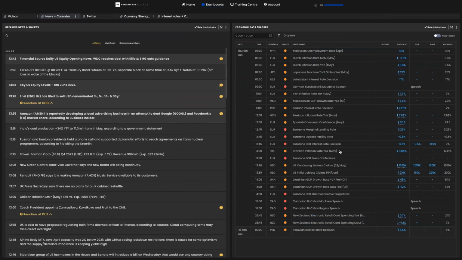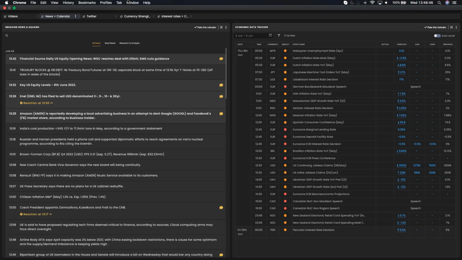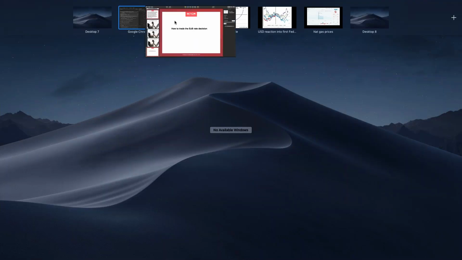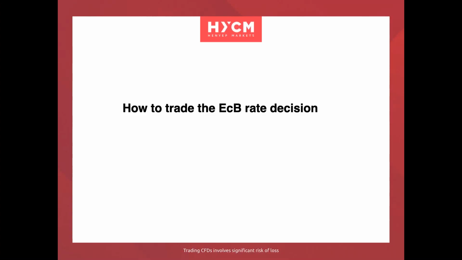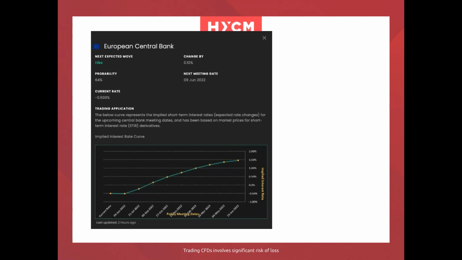So tomorrow, the ECB rate decision is coming up at 12:45. What's expected? Interest rates to stay unchanged at minus 0.50%. So I'll just go through and show you what's going on there. The economists' projections are for no change, but short-term interest rate markets are expecting a 10 basis point change.